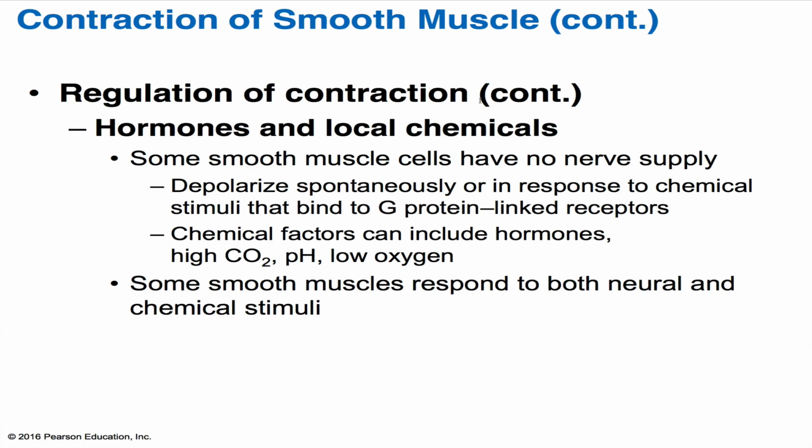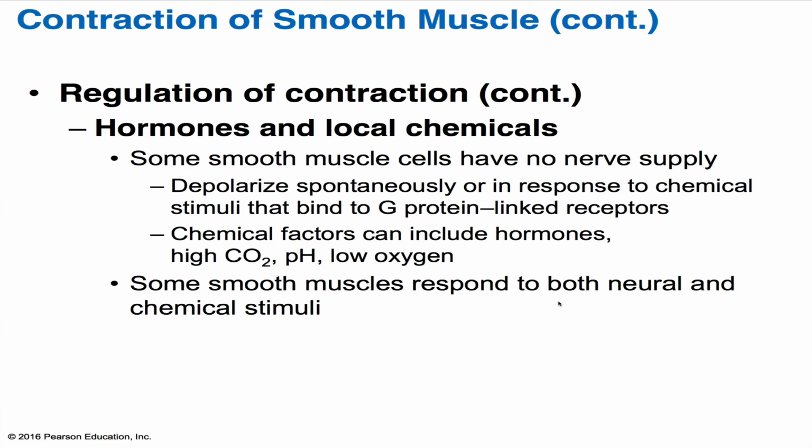Not all smooth muscle activation results from neural signals. Some smooth muscle layers have no nerve supply at all. Instead, they depolarize spontaneously or in response to a chemical stimulus that binds to G protein-like receptors. Chemical factors that cause smooth muscle contraction or relaxation without an action potential include certain hormones, lack of oxygen, histamines, and high carbon dioxide levels, in addition to low pH. The direct response to these chemical stimuli alters smooth muscle activity according to the local tissue needs, and is probably the most responsible reason for smooth muscle tone.